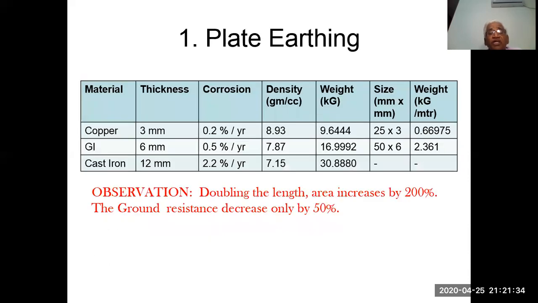Now, for plate earthing, we can use copper, galvanized iron, or cast iron. We have thicknesses of 3 millimeters, 6 millimeters, 12 millimeters. Why do we change the thickness? You see the next column.